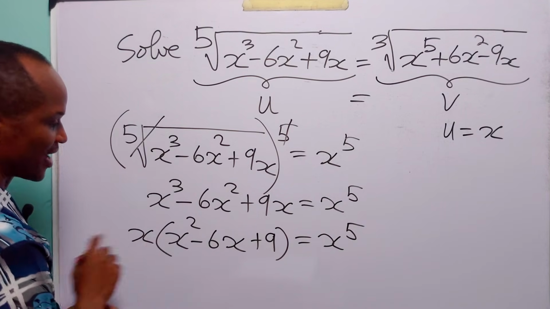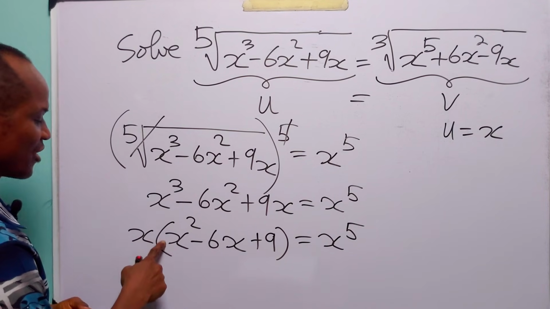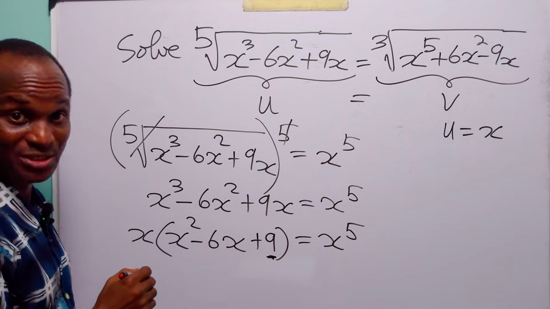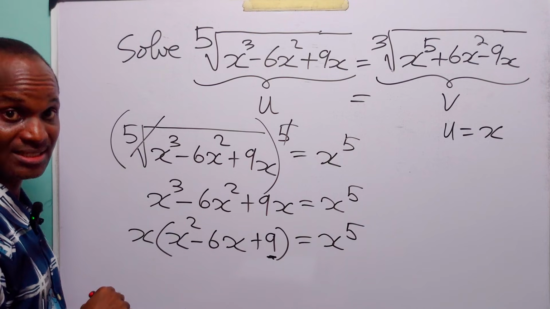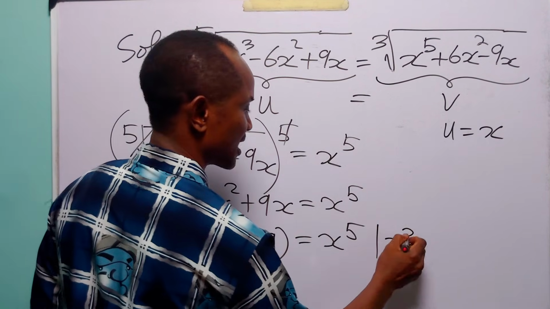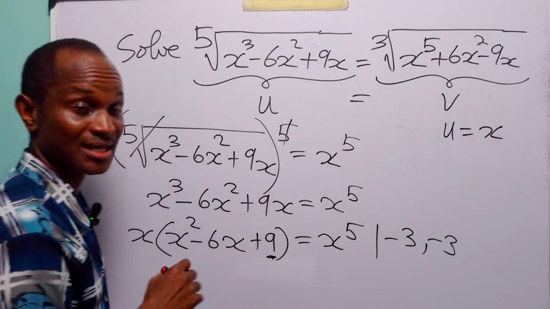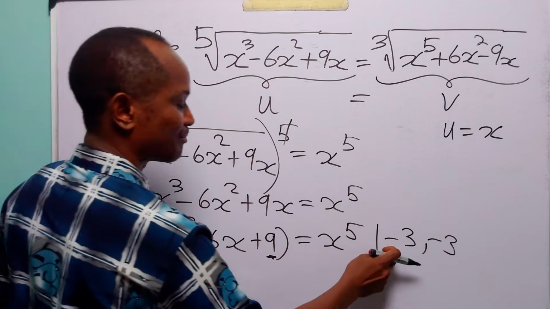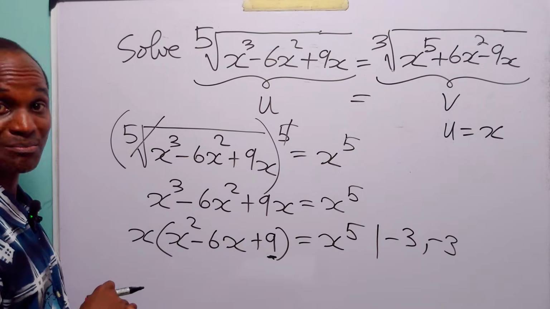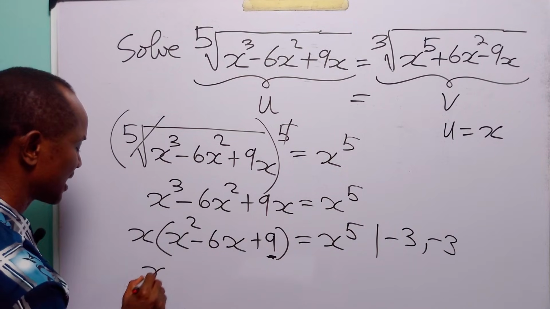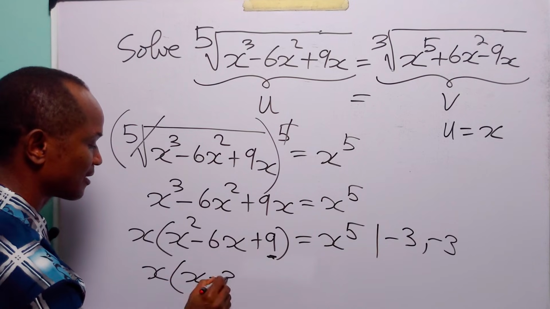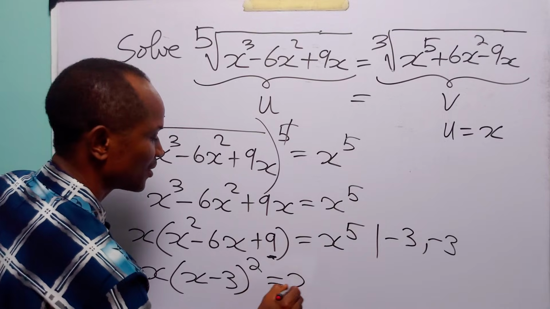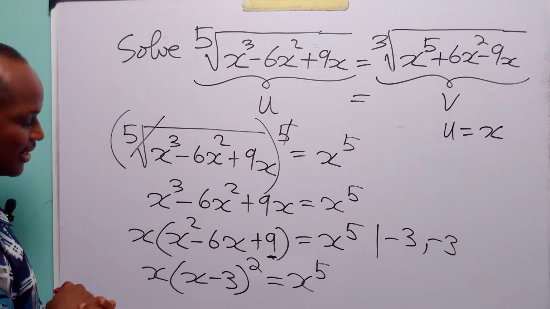Now, we can further factorize this. Since the coefficient of x squared is 1, all we have to do is to find the factors of plus 9 that add up to minus 6. And of course, you know that those factors are going to be minus 3, because minus 3 times minus 3 is going to give us plus 9, while minus 3 plus minus 3 is going to give us minus 6. So we have x multiplied by x minus 3 squared is equal to x to the power 5.